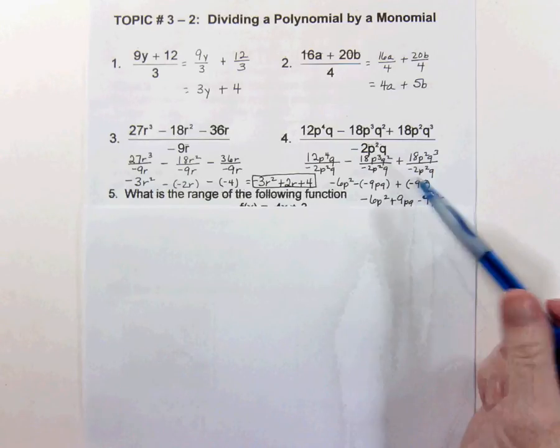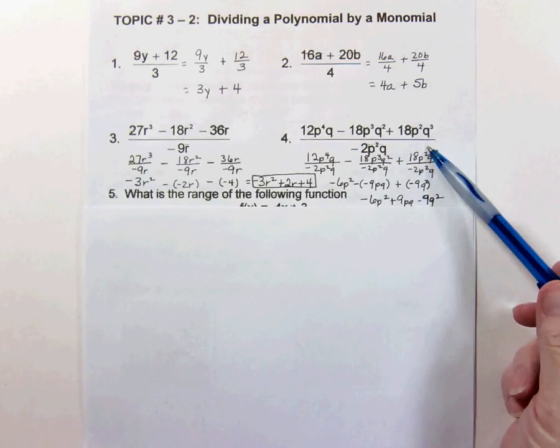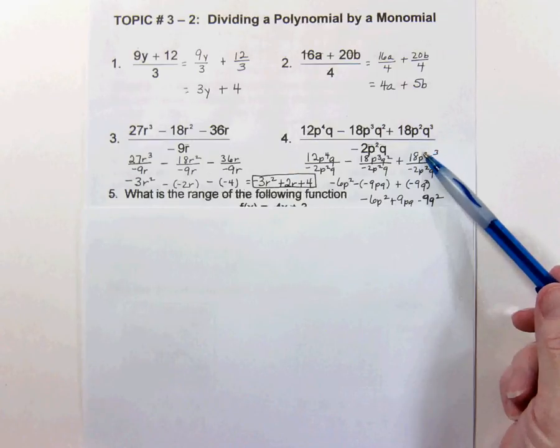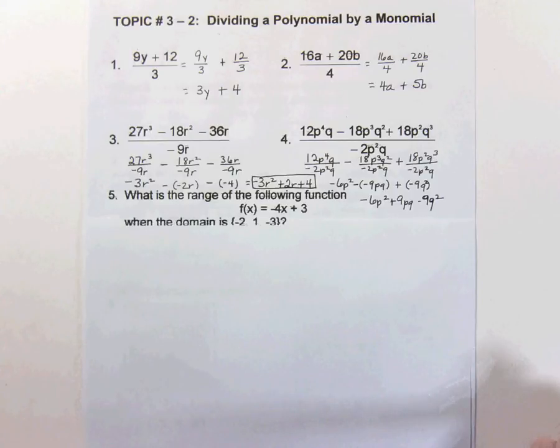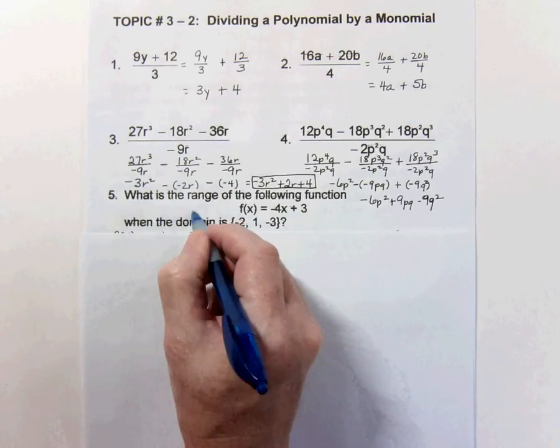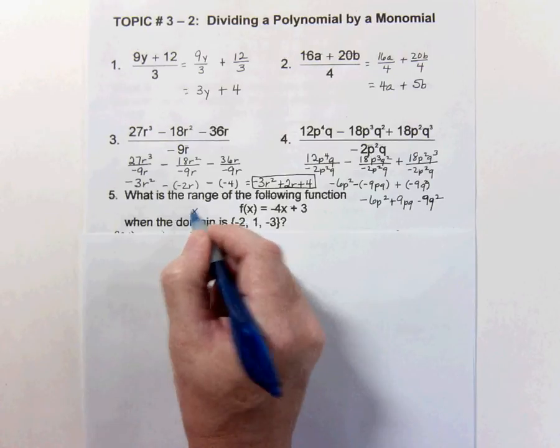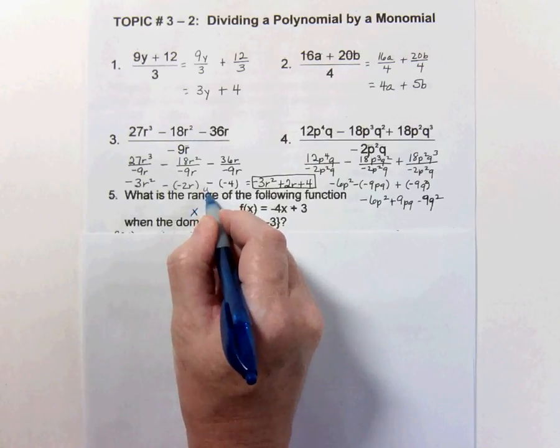So take a minute and make sure you've copied down notes for how to divide, especially the number 3 and 4. What is the range of the following function? This is talking about domain and range. So you're dealing with looking at values of your x. Domain is your x value. Range is your y value.